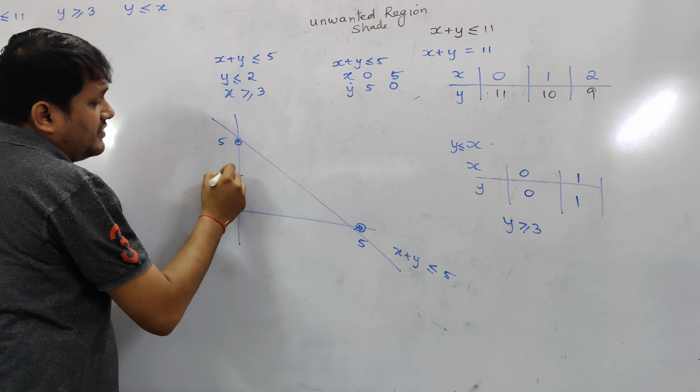y is greater than 3, 1, 2, 3. y is greater than 3 will be this line. Sorry, x is greater than 3 will be this line, passing through x is equal to 3. Again I will plot inequalities here. How to plot and how to shade the region, I will say the same thing again. Which one do I have to shade? The unwanted one. So let us start again.